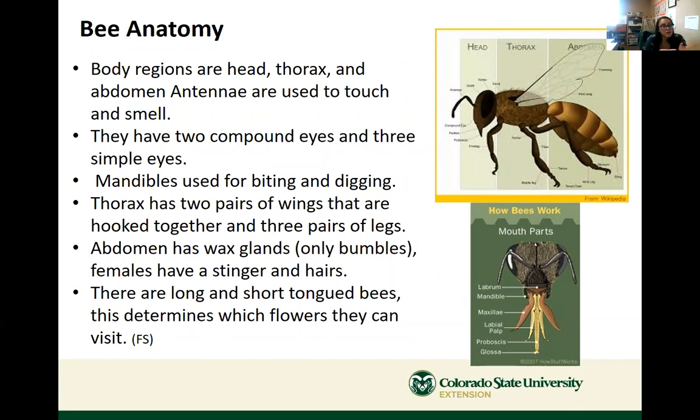There are long-tongued bees and short-tongued bees, and this a lot of times determines which flowers they will visit. A short-tongued bee isn't going to visit a flower that has a very long tubular shape. They won't be able to reach any nectar. So that would be a flower that a long-tongued bee might visit. So that matters when it comes to where they will go as far as flowers.